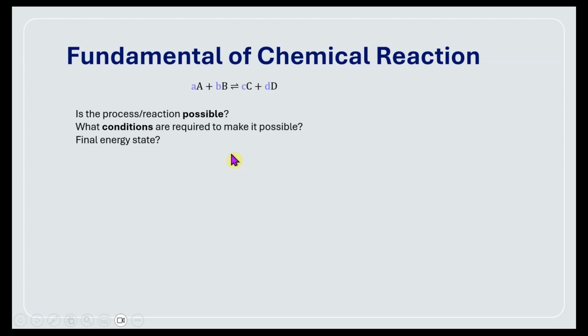There are some questions. If we have this chemical equation, this chemical reaction, is this reaction possible? Is this happening? And if it happens, what conditions are required to make it possible? And then what is the final energy state? These questions are related to the realm of thermodynamics, when we use the first and second law of thermodynamics to find temperature, pressure, enthalpy, entropy, and Gibbs free energy.